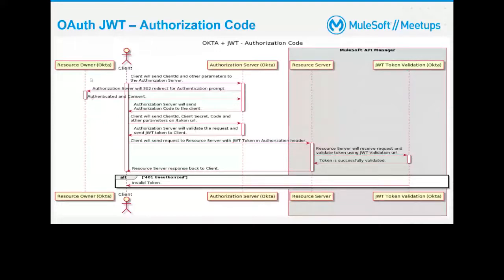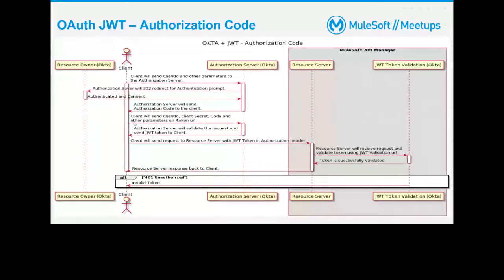Once the resource owner has validated, it will send the response back to the authorization server saying authenticated and the user has consented, this is the right user. Now the authorization server will generate an authorization code and send it to the client. So here, this step is completed.